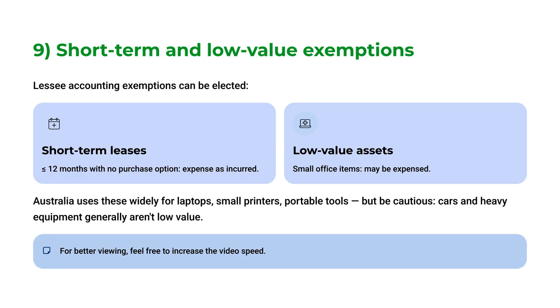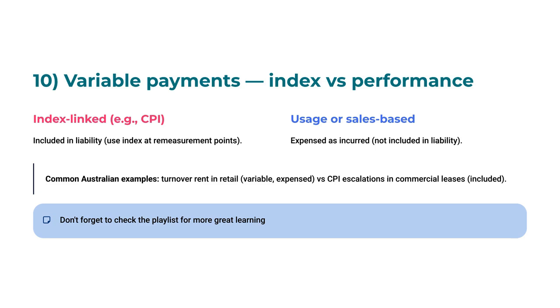Variable payments, index versus performance. Index-linked payments, e.g. CPI, are included in the liability. Use the index at remeasurement points. Usage or sales-based payments are expensed as incurred and not included in the liability. Common Australian examples: turnover rent in retail is variable and expensed, versus CPI escalations in commercial leases, which are included.